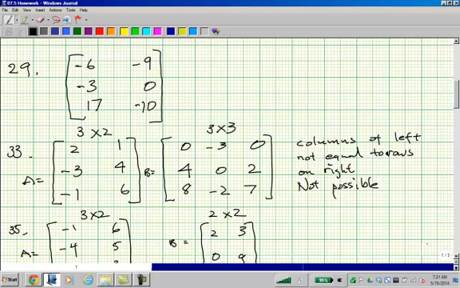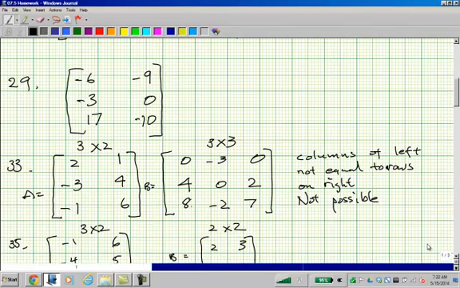Why? Because in matrix multiplication, the corresponding elements in a row on the left multiply corresponding elements in the column on the right. Well, this row on the left has 2 elements, the column on the right has 3. So there's not a one-to-one correspondence between elements in the row on the left and the column on the right. Multiplication is not possible.